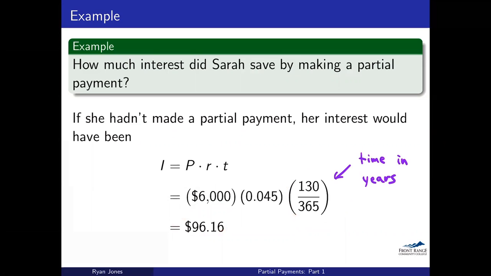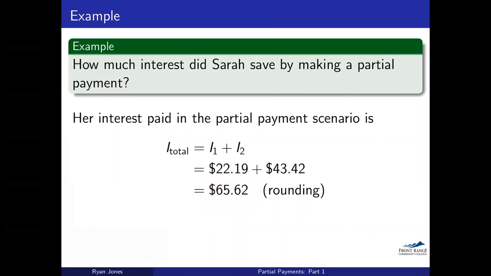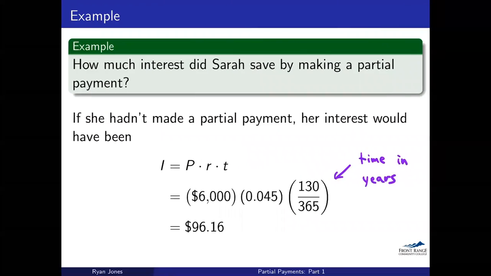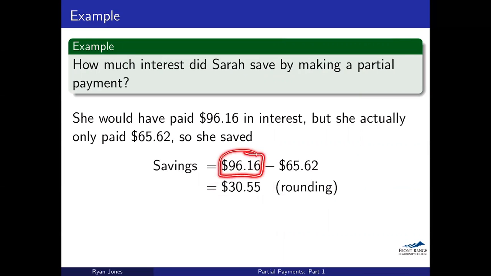So now I have the amount of interest that she would have paid if she didn't do a partial payment, and I have the amount of interest that she actually paid because she did a partial payment. And so what we can do is just take the difference of them. Again, doing some weird rounding, but don't worry if you're off by a cent or two, that's fine. We get $30.55. And that's how much she saved, right? This is how much she would have paid in interest, and this is how much she actually paid in interest. So she saved about $30 by doing this partial payment.